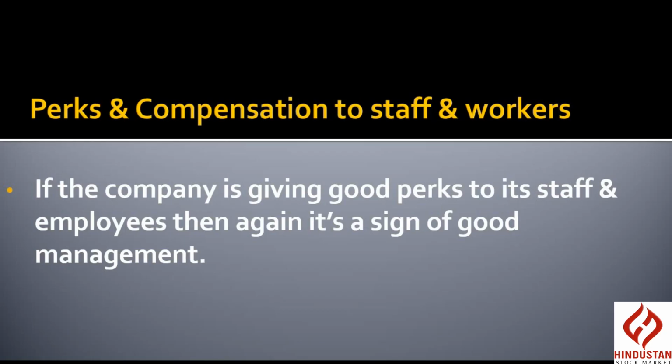If the company is giving good perks to its staff and employees, then again it's a sign of good management. The result of a company depends a lot on the performance of its staff and employees. So happy employees will give their best performance, right? However, if there is continuous strikes and increasing workers union demands, then it means that the management is not able to fulfill the needs of its workers and employees. So such cases are bad sign for investors in the company.